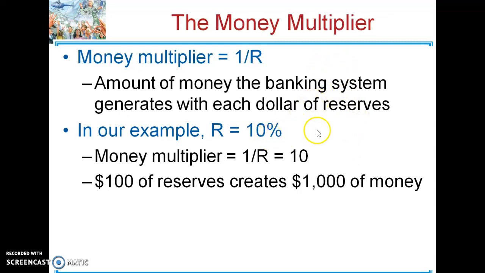One last note: if the reserve ratio is higher, like 20%, then the multiplier falls. The higher the reserve ratio, or reserve requirement, the fewer loans that can be given, and then the smaller the multiplier effect.